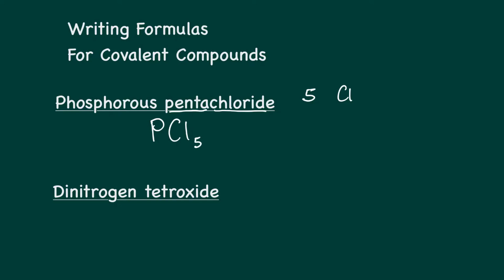Like I said, covalent compounds are really simple. All you have to know are your prefixes. You should already have those in your notebook, and if you don't, a quick Google search will give you all the prefixes. So this is phosphorus pentachloride.